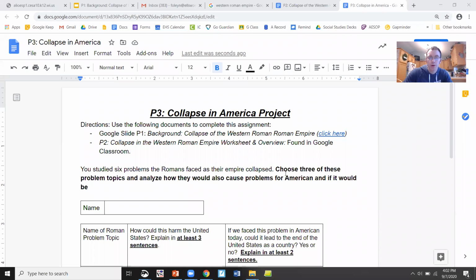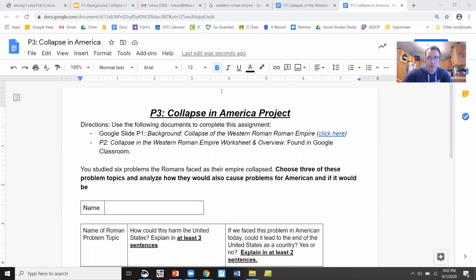So this is a real quick overview of the P3 Collapse in America project. Here's how it operates. So you already did P2, which focused on what problems the Romans faced and why they led to the collapse of the Roman Empire in the West. So now we're looking at those same issues and saying, all right, could these lead to the collapse of the United States? Could it lead our government to collapse and us to be thrown into turmoil?